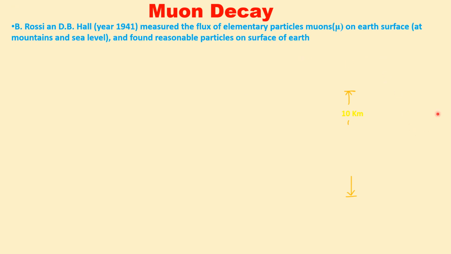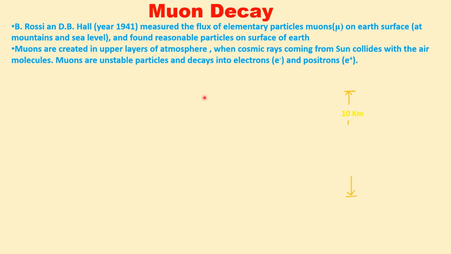Muon decay is one of the real examples of time dilation. Two scientists, Rossi and Hall, in the year 1941 measured the flux of elementary particle muons on the Earth's surface, and they found a reasonable amount of these particles on the surface. Muons are created in the upper atmosphere when cosmic rays coming from the sun collide with air molecules. The muons are unstable particles and decay into an electron and a positron.